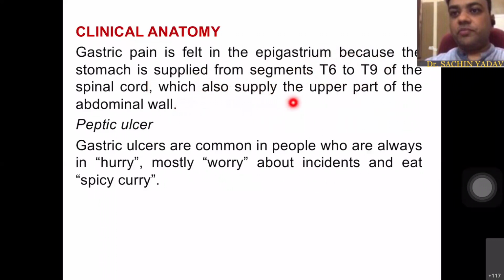So that is the peritoneum. It supplies the upper part of the abdominal wall. What is the peptic ulcer? A peptic ulcer may be gastric or duodenal. Peptic means actually what is the ulcer?